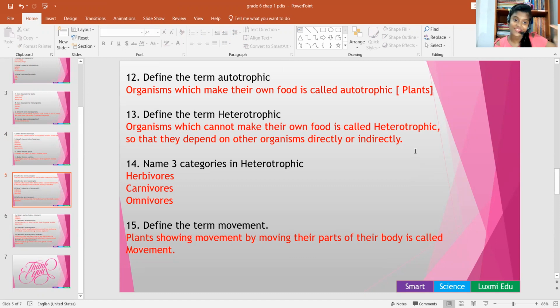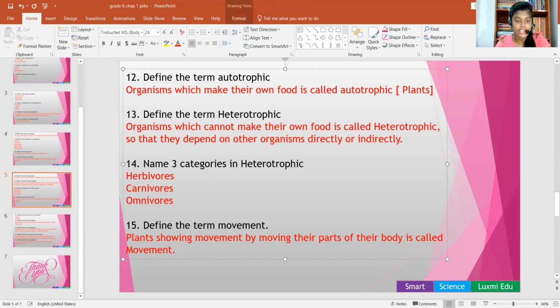Okay, so next one, 14th question. This heterotrophic is divided into herbivores, carnivores, and omnivores. So children, do you know what is the meaning of herbivores? I'll just simply discuss it. This is not the answer for the question, but if you want, you can write it for your memory. Herbivores mean the animals, only animals belong here, no plants. The animals which only eat plants are called herbivores.